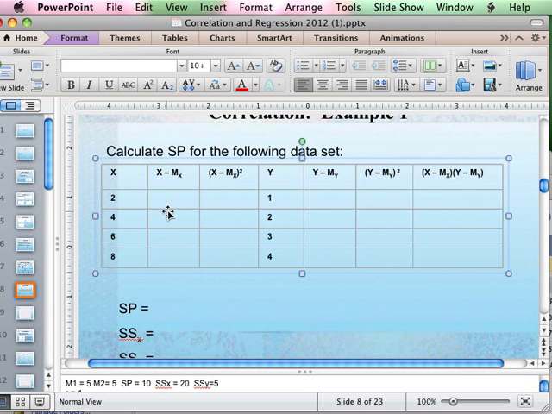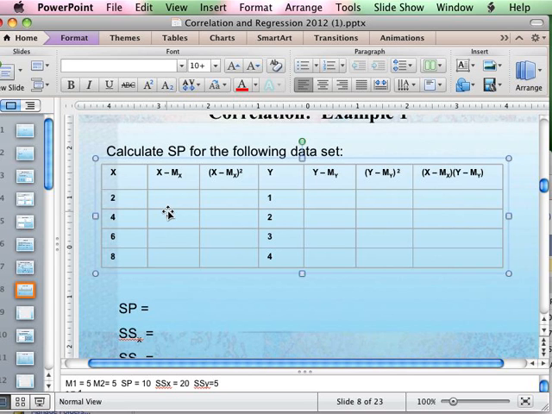Good so far? All right, now the next thing I'm going to do is do my cross products. And this is to calculate my SP, and that's this last column right here. I'm going to take my deviation score here and multiply it by my deviation score here. Not the squares, but the deviation scores themselves. So it's going to be negative 3, right, times negative 1.5. And then I'm going to put that right in here. So negative 3 times negative 1.5 is positive 4.5. Because again, 2 negatives equals a positive in multiplication.